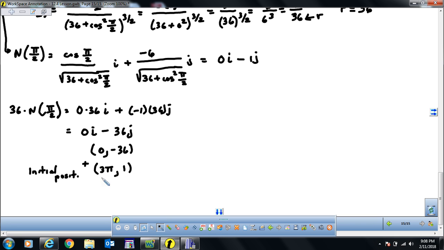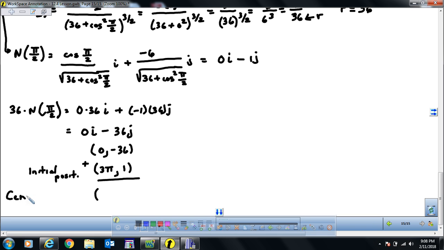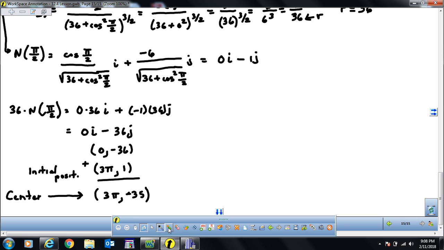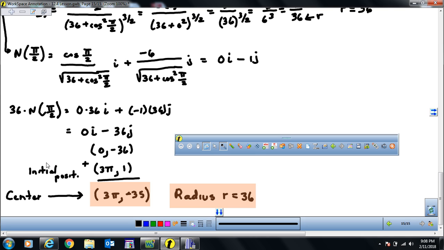So if I add them, then the center of the circle of curvature is going to be 3 pi, 0 plus 3 pi is 3 pi, comma, negative 36 plus 1 is negative 35. This is the center of the circle of curvature, and we found the radius r to be 36. That's the center, that's the radius. So let's go ahead and write the equation of the circle of curvature.